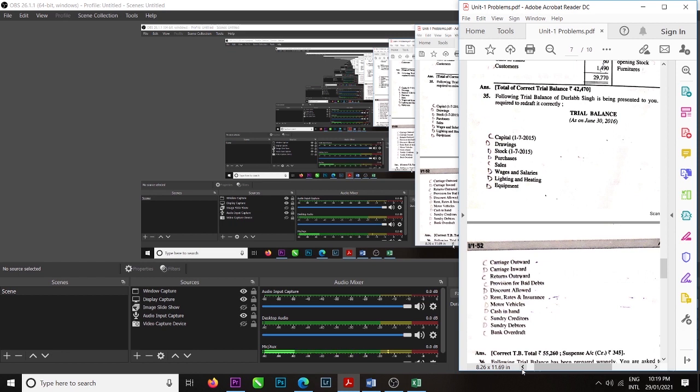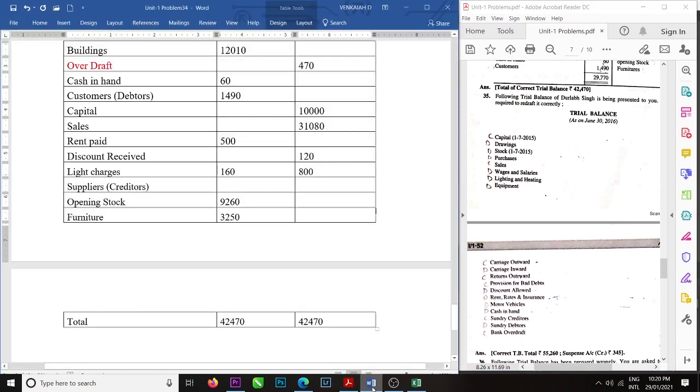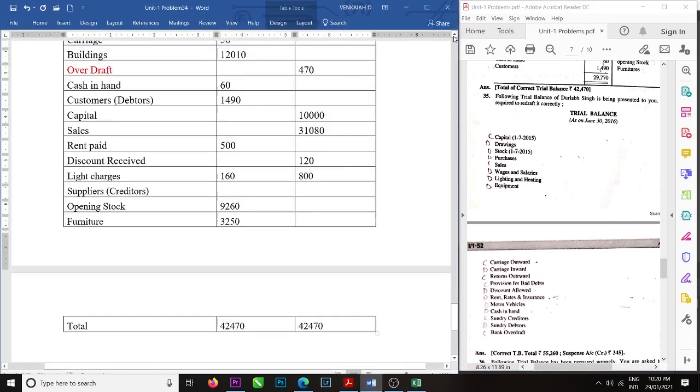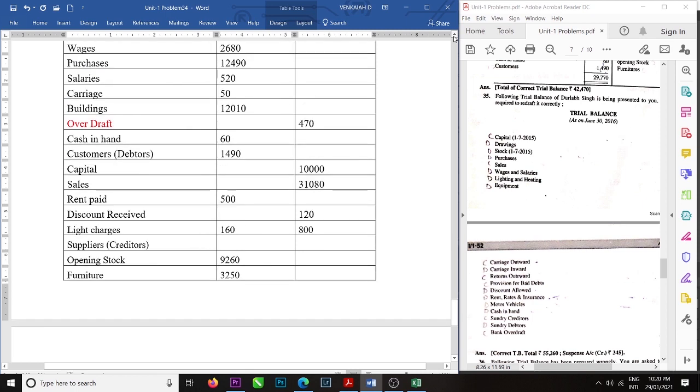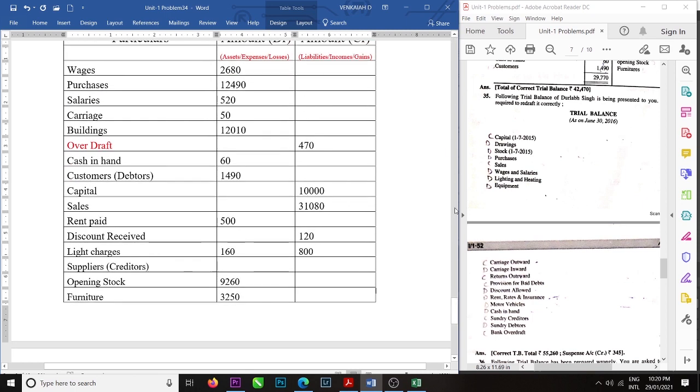Sales. Provision for bad debts. All provisions and reserves are credit. Creditors and overdraft are liabilities. Carriage inward and outward are expenses only. Carriage inward is paid on purchases. Carriage outward is paid on sales. Okay, you try problem number 35.